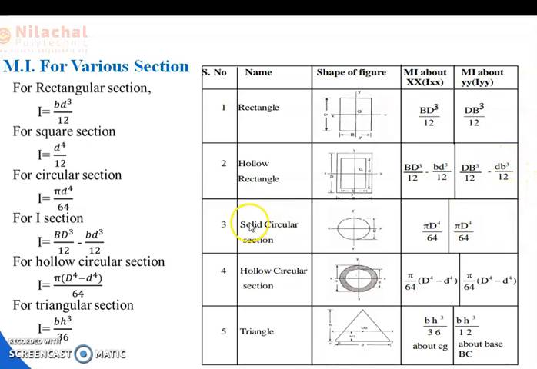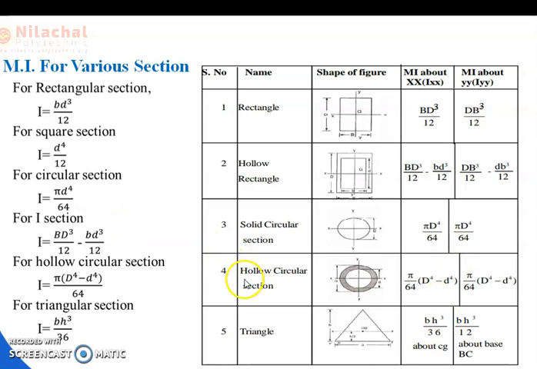Then come to the third shape, which is the solid circular section. It is a symmetrical section, so the value of the moment of inertia along the y-axis and the x-axis will be the same. Here in the case of the x-axis the moment of inertia I equals pi d to the fourth by 64, and in the case of the y-axis the value is also pi d to the fourth by 64.